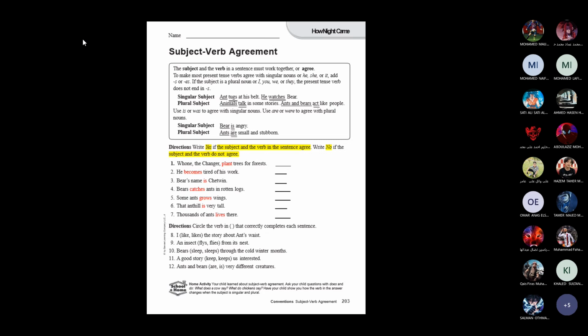Okay, Abdulaziz. Pay attention to the headline of the question sheet. It's very important, guys. Write yes if the subject agrees with the verb. Write no if the subject doesn't agree with the verb. That's it, so simple. As you see, here you have the verbs in red, such as plan, becomes, is, catches, and so on.